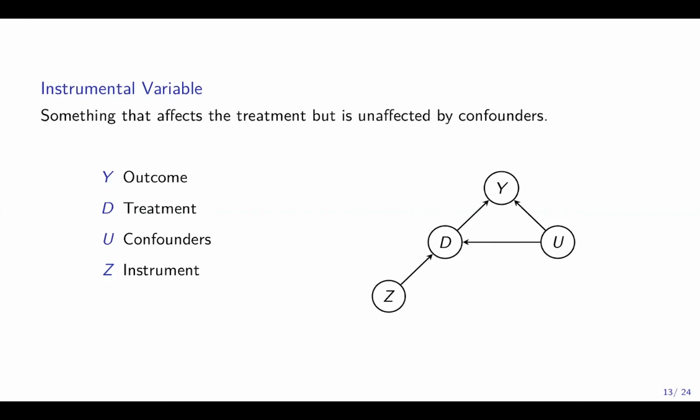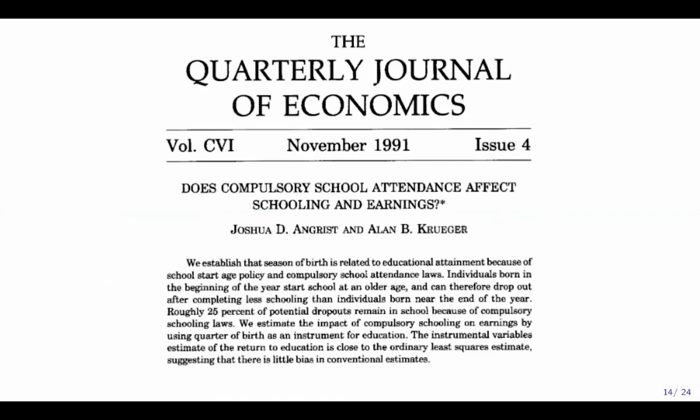So to illustrate this method of instrumental variables, I'm going to take you back to one of the most famous papers that ever used the approach. This is a 1991 article by Josh Angrist and Alan Krueger studying the impact of compulsory school attendance laws on earnings later in life. I checked this morning, and I think this paper has nearly 4,000 citations on Google Scholar. So it's been extremely influential.